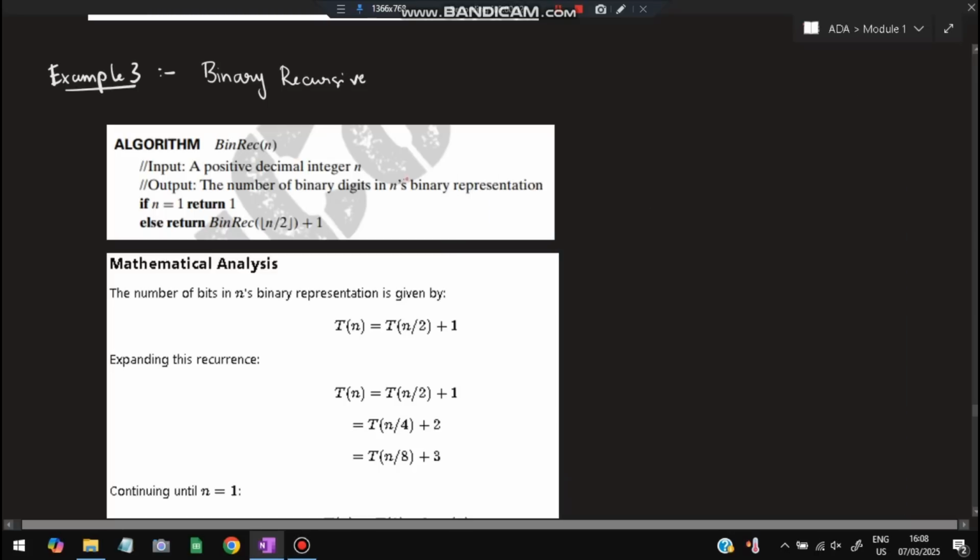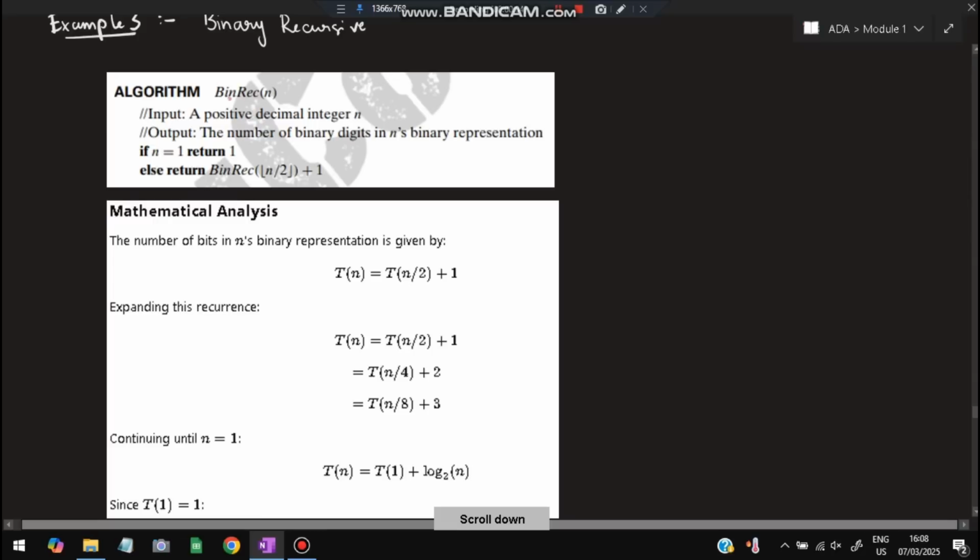Let's take a third example, which can also be asked in the exam, very important. Here, a positive decimal number is given, and we are finding its binary equivalent. If the number is 5, how can we find its binary equivalent? 5 divided by 2, what is the remainder? The remainder is 1.